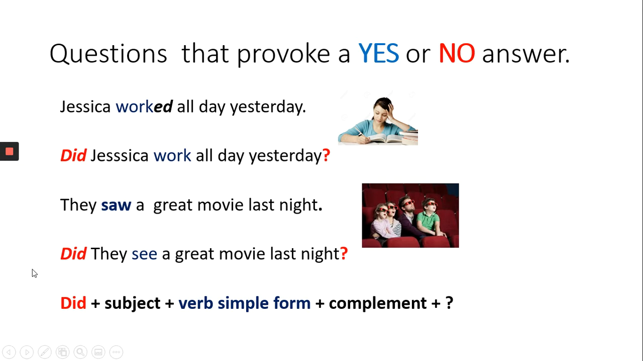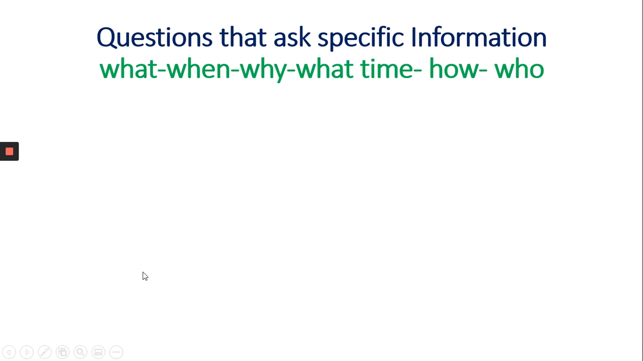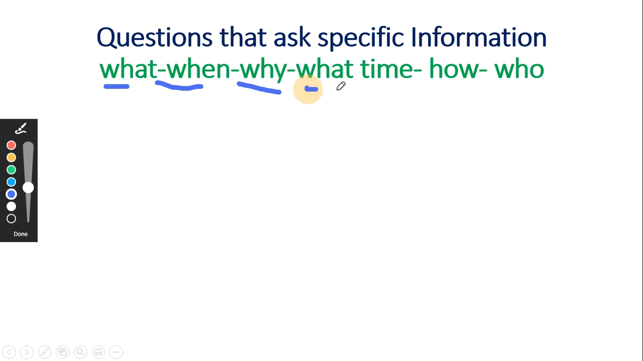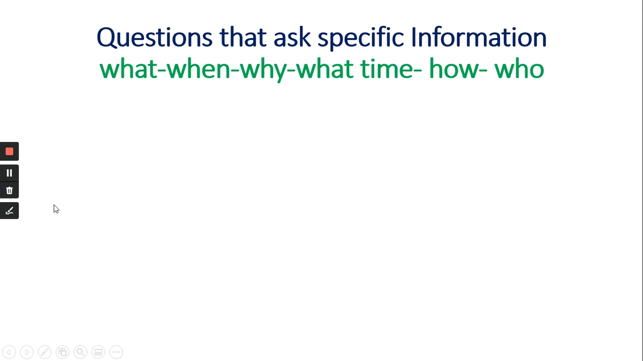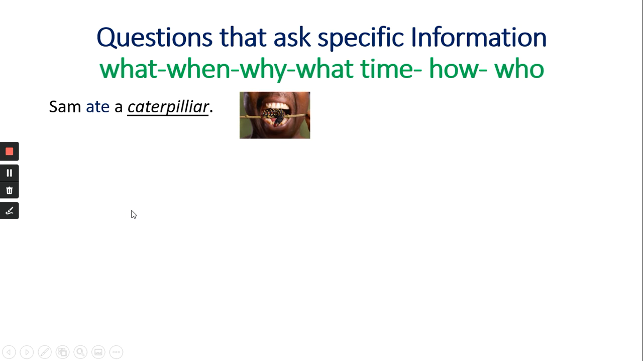All right. The next examples are questions that provoke specific information. Some of the words, these are called question words, are what, when, why, what time, how, who. We have some other ones you'll be seeing here, for instance, where or how many. Our first example here is, Sam ate a caterpillar. Wow. Okay. The question is, what did Sam eat?